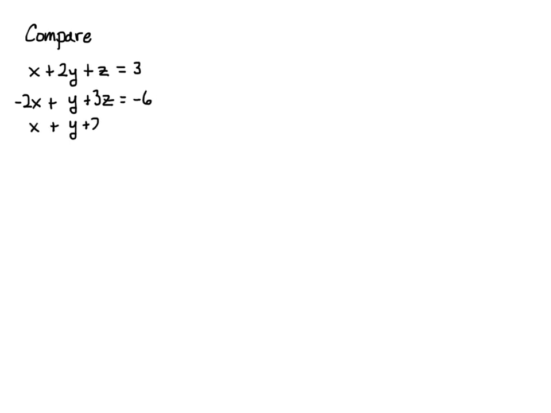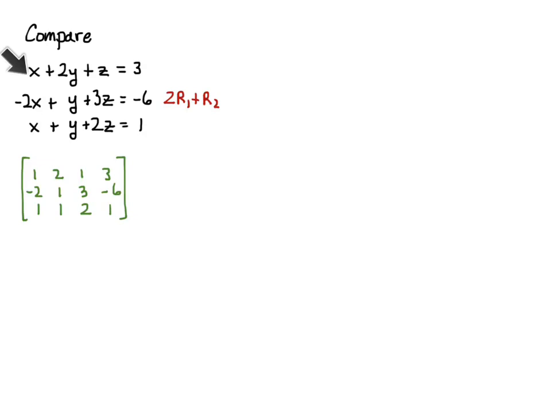Okay, so let me compare what we're doing here with this system of equations. So let's say I have this first system. I'm going to convert it into the augmented matrix, and so pause it and convince yourself that that's an appropriate conversion. So the first thing I'm going to do is take 2 times row 1 and add it to row 2 to eliminate that x. I'm going to work on row 3 at the same time. I'm going to take negative row 1 and add it to row 3. And so I'll do the same thing with this matrix here.